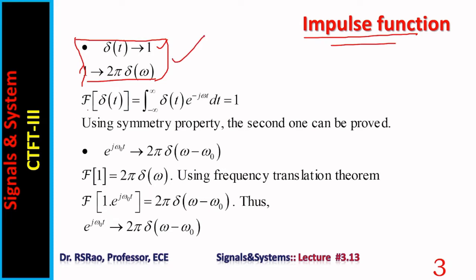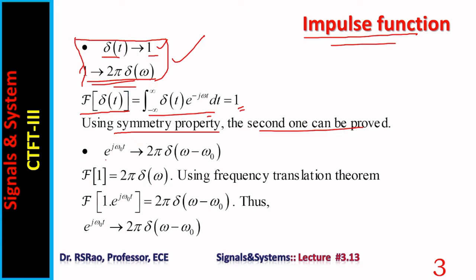For that, consider the Fourier transform of delta of t using the defining relation, the forward transform. It is integral minus infinity to plus infinity delta of t e power minus j omega t dt. So this integral becomes equal to 1. Therefore, delta of t and 1 are a transform pair. Using the symmetry property or duality property, the second one can be obtained.